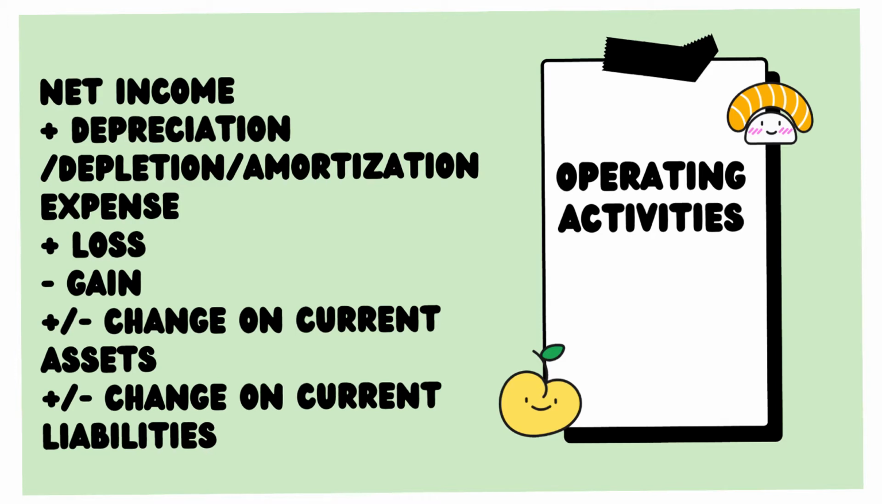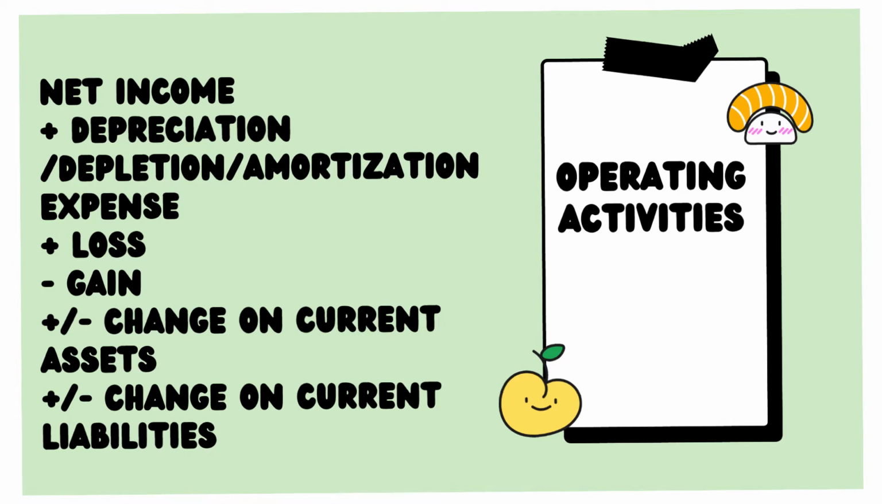Then I'm gonna add to it depreciation expense or depletion expense or amortization expense, okay, or all of them if I have them. So depreciation normally is for the plant assets like building, furniture, equipment. Depletion will be for the natural resources, okay, like oil. And amortization will be for the intangible assets like let's say patent, franchise, copyrights. All of these amortize over time, so we're gonna add the amortization expense to the net income.